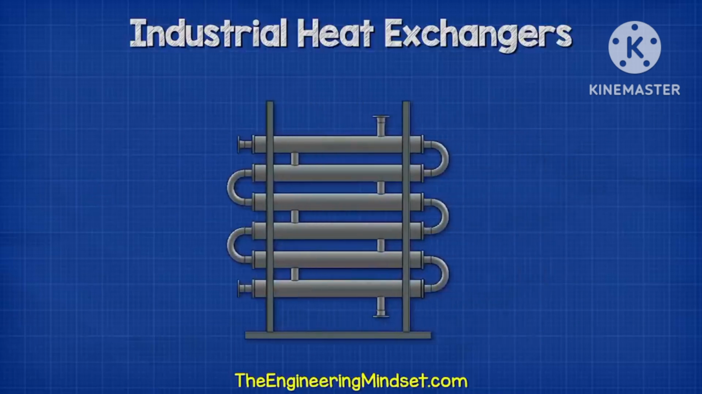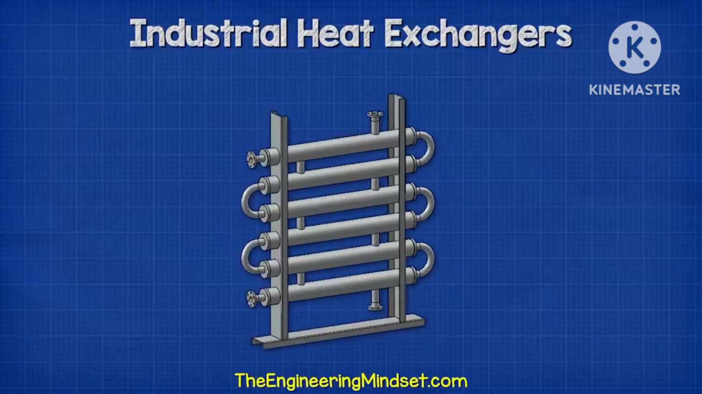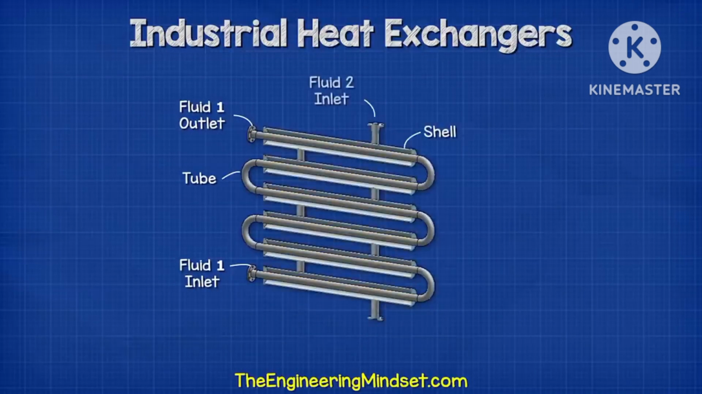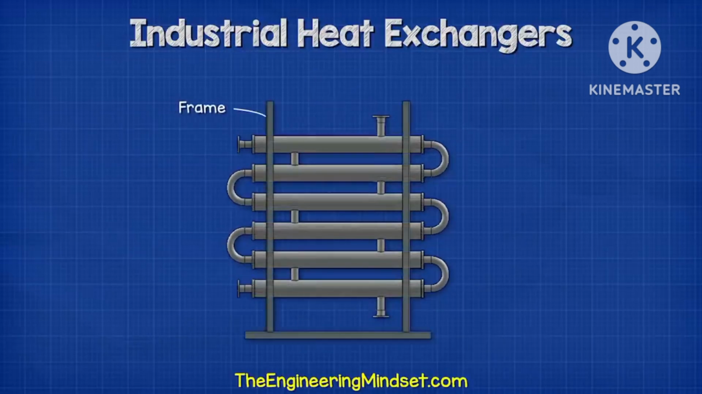Double pipe or tube-in-tube type heat exchangers will look something like this. This is similar to the shell and tube heat exchanger because essentially we just have a tube which runs back and forth a number of times between an inlet and an outlet. This is surrounded by a shell which has another inlet and outlet. A metal frame will hold the unit in place. Typically, these will all be made from stainless steel.